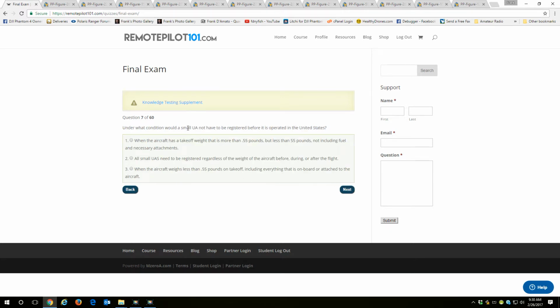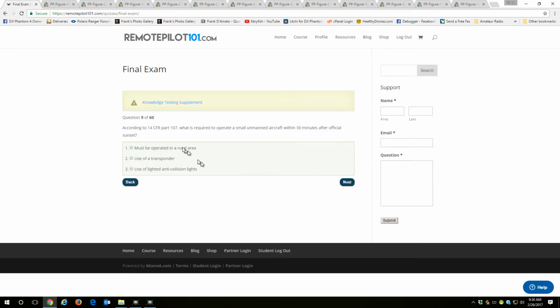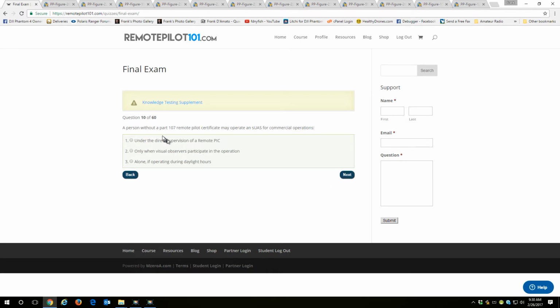Under what conditions would a small UA not have to register? Registered when aircraft weight is less than 0.55. A blue segmented circle on this sectional chart, it's D, Class D airspace. According to Part 107, what is required to operate a small aircraft within 30 minutes after official sunset? Use of anti-collision lights.